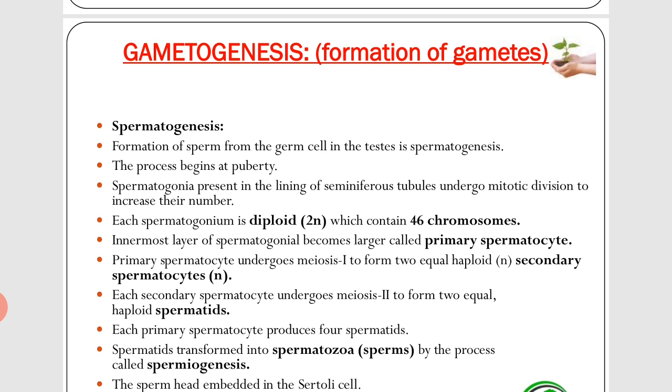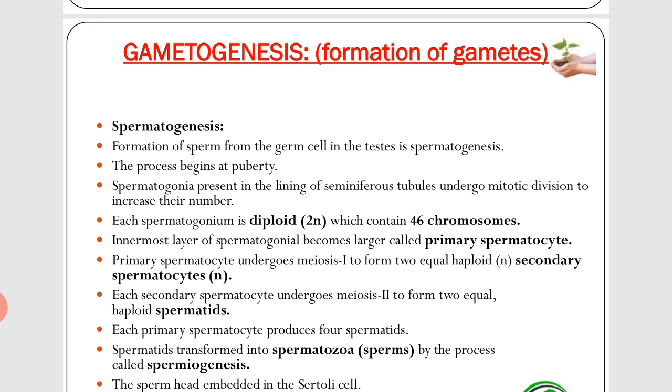So, in a simple sense, you can say the process of formation of sperms from the germ cells in the testes is called spermatogenesis. Once again I will repeat, the process of formation of sperms from the germ cells in the testes is called spermatogenesis. Then you may ask me, when does this spermatogenesis occur?